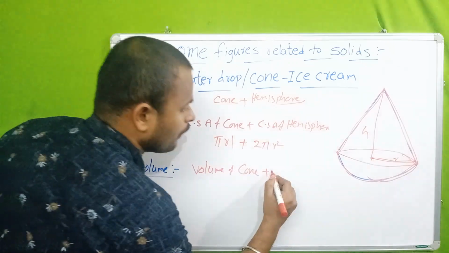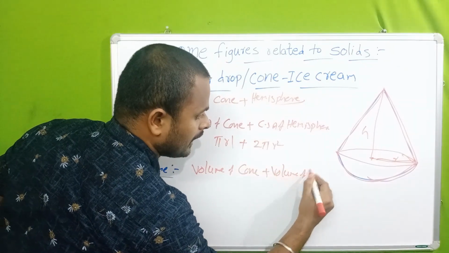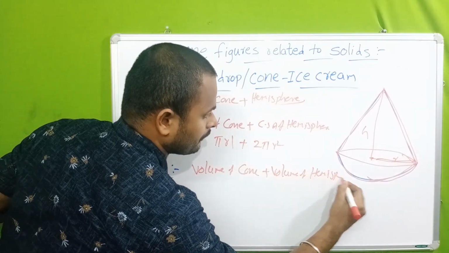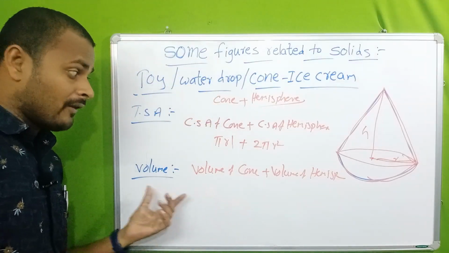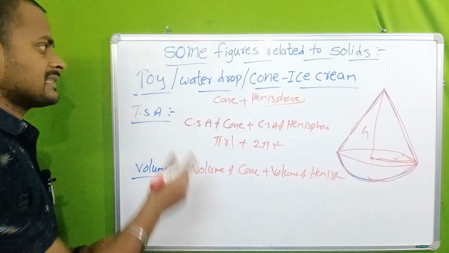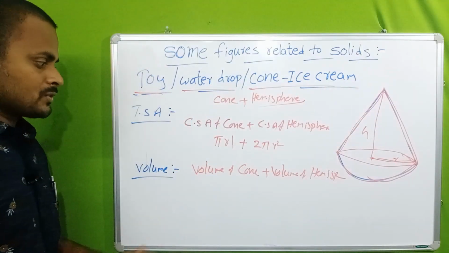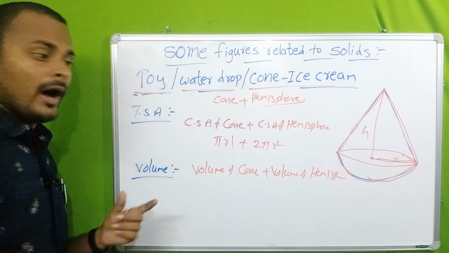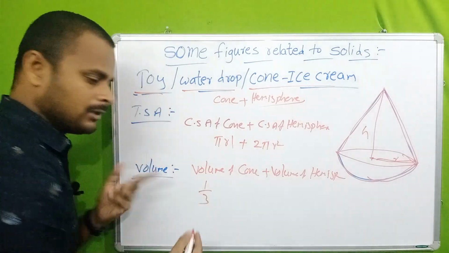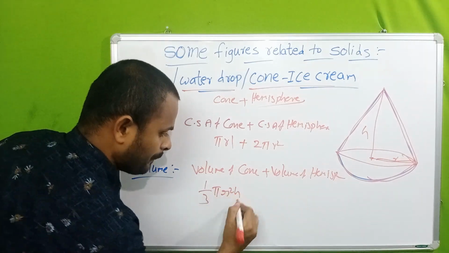Another shape is what? Volume of hemisphere. Okay, so this is the way to find the volume of these kinds of objects, like some kinds of toys, a water drop, or a cone ice cream. So what is the volume of a cone? The volume of a cone is 1 by 3 of the volume of a cylinder, which means 1 by 3 pi r square h.